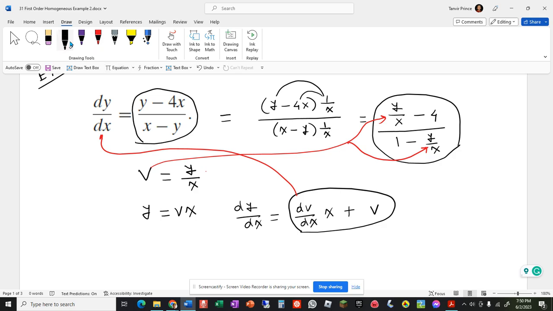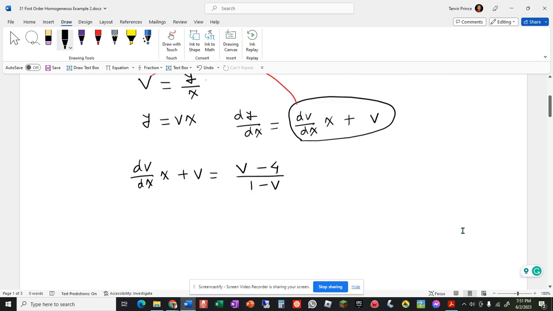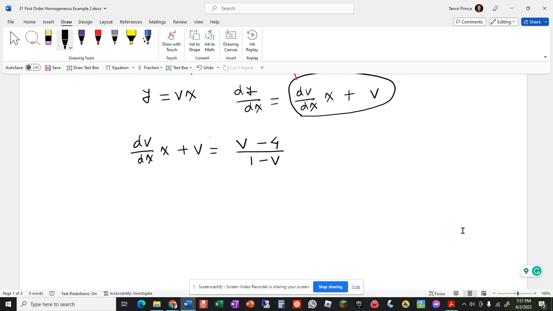So let's do that. At the end of the day, what I get, let's see. I end up with dv dx times x plus v equal to v minus 4 over 1 minus v. Let's subtract v from both sides. So this v, I can bring it on the other side, minus v. And I can combine these two fractions. I can multiply both numerator and denominator by 1 minus v.